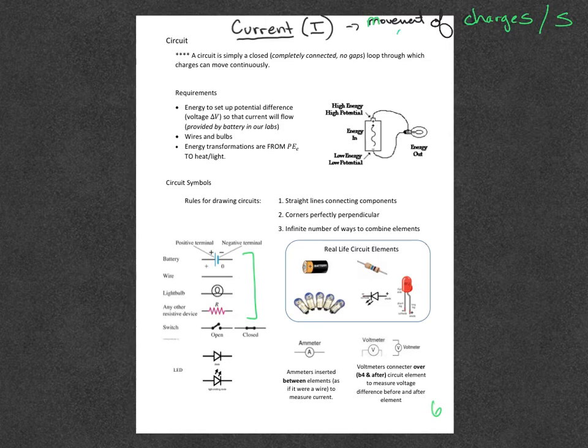So if you have 6 coulombs of charge flowing past a point in a circuit in 1 second, you have 6 amperes or 6 amps of current. The formula for current is I equals Q, which stands for charge, divided by time. And we've already done an assignment about that. That was a key one.